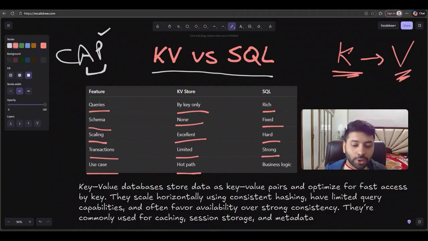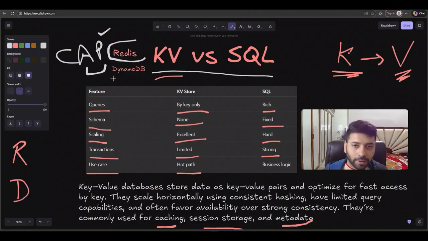Next thing is the common use cases of key value databases: caching, session storage, rate limiting, and other metadata. And two very famous examples of key value databases are Redis and DynamoDB. So let me put it here, Redis and DynamoDB. These are very famous key value databases. Okay, so this was about the key value database.